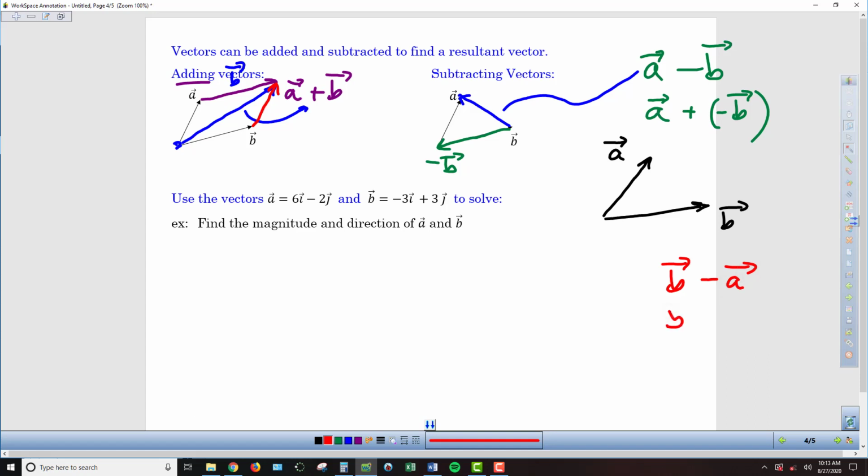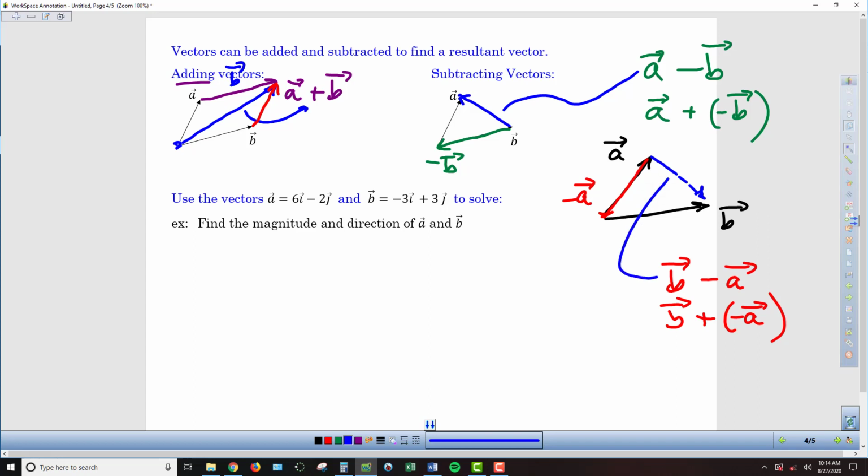Well, that would be the same as doing B plus negative A. That means I'm going to reverse A. I'm going to turn that one around. So here now I have negative A. Now if I add negative A plus B, we can see that we get a similar vector to the one that we got just a moment ago. But now it is oriented in the exact opposite direction.